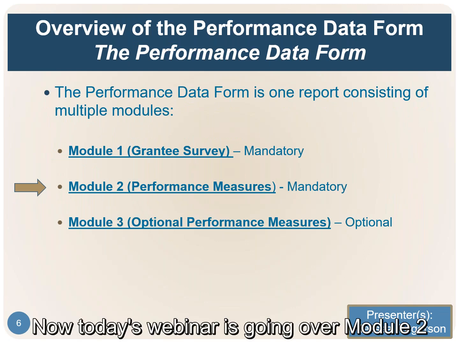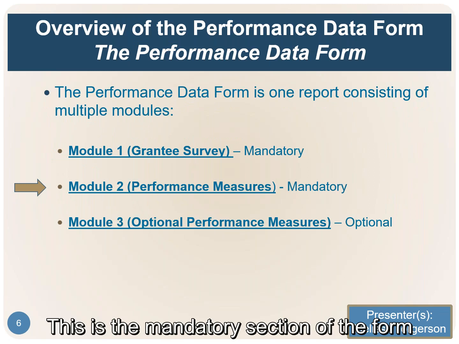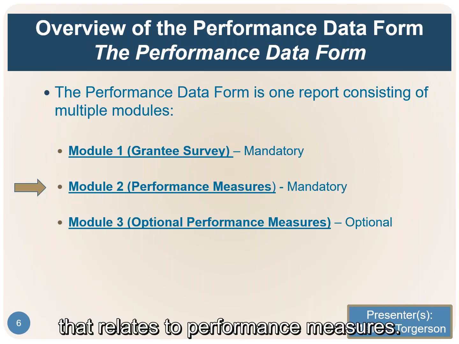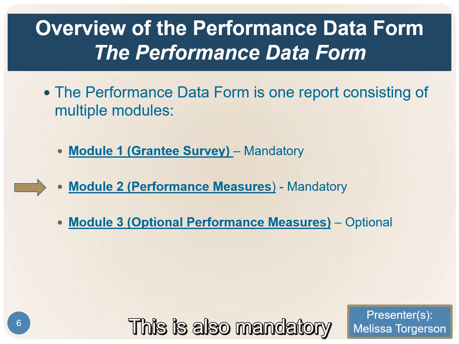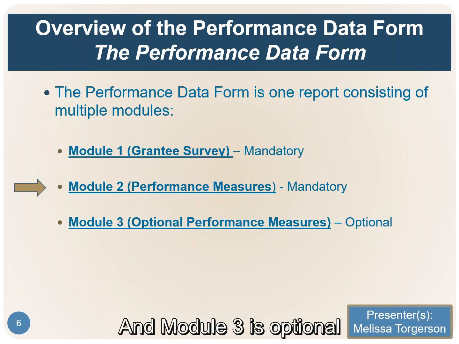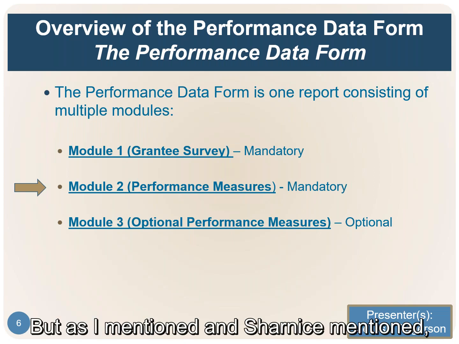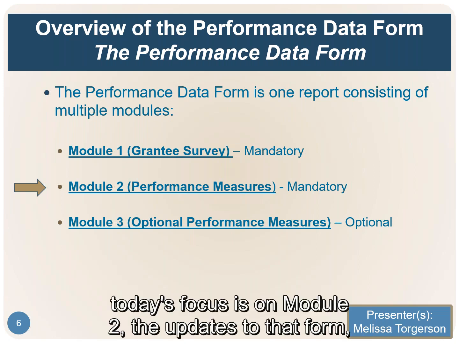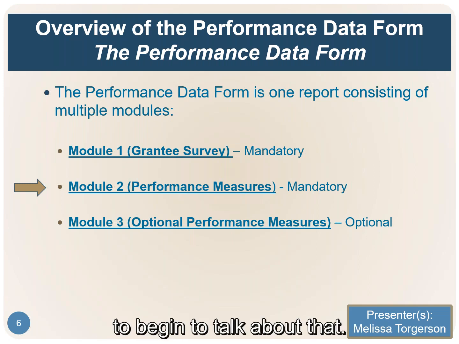Now, today's webinar is going over Module 2 of the Performance Data Form. This is the mandatory section of the form that relates to performance measures. There are two other sections of the form. Module 1 is the grantee survey. This is also mandatory, and it looks at sources and uses of funds. And Module 3 is optional, and it looks at some performance measures that are not required to report by states. But as I mentioned, and Sharnice mentioned, today's focus is on Module 2, the updates to that form, and all of the details you need to get it filled out and completed. And so I'm going to turn it over to Dan to begin to talk about that.